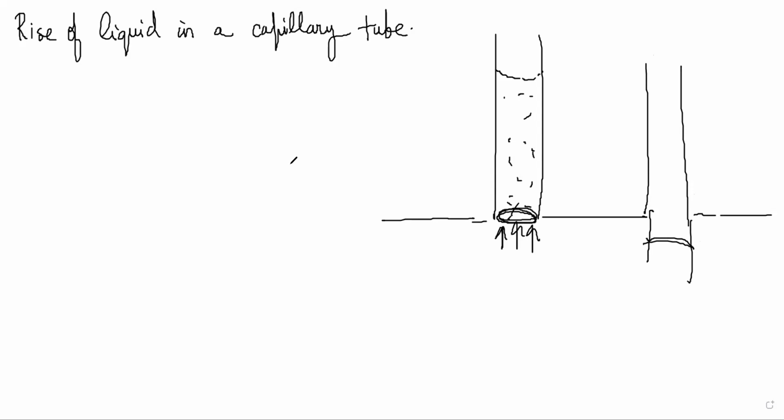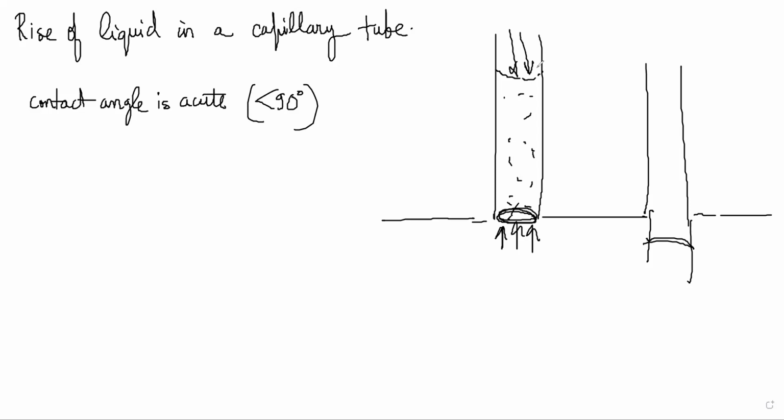So if the contact angle is less than 90, the contact angle is acute, and the tube is closed at the top. Tube is open? Oh no, the tube is closed at the top. The tube should be closed at the top, because if the tube is open, then this force will also start acting.